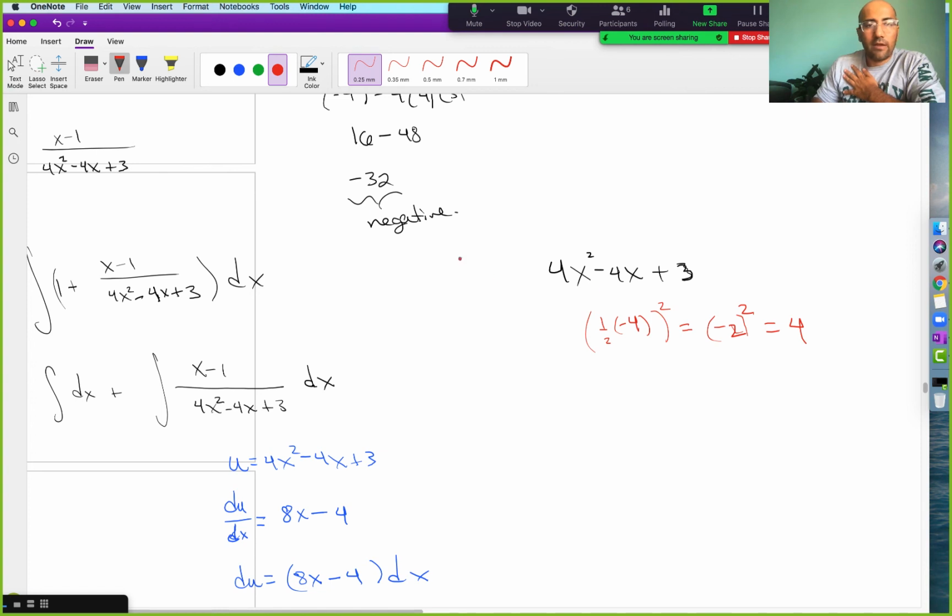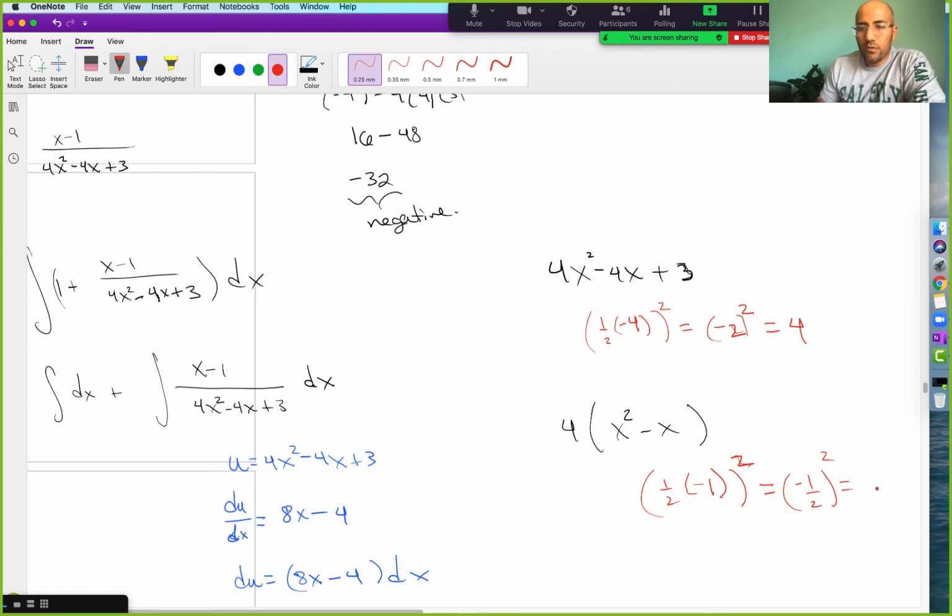Also, I guess we could have factored out a 4 from there. Let's do a 4, and then we end up with x squared minus x. Half of that squared. So then from here we end up with 1/2 of the minus 1 squared, which then equals negative 1/2 squared, which equals 1/4.